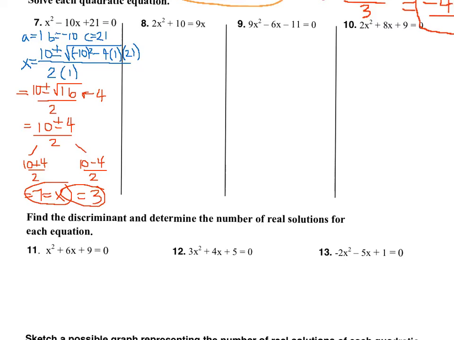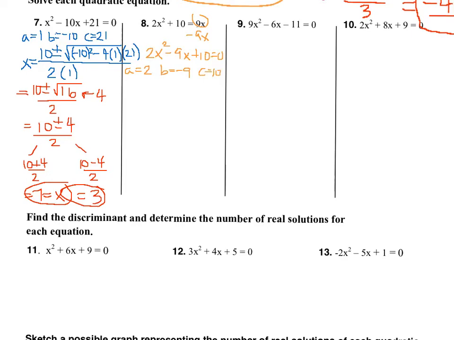All right, so let's go ahead and look at number 8. First of all, number 8 is not in standard form, so I need to make sure that I put it in standard form by moving this 9x to the other side. So I'm going to rewrite my problem. I get 2x squared minus 9x plus 10 equals 0. And now I'm going to identify my A, my B, and my C. A is 2, B is negative 9, and C is 10.